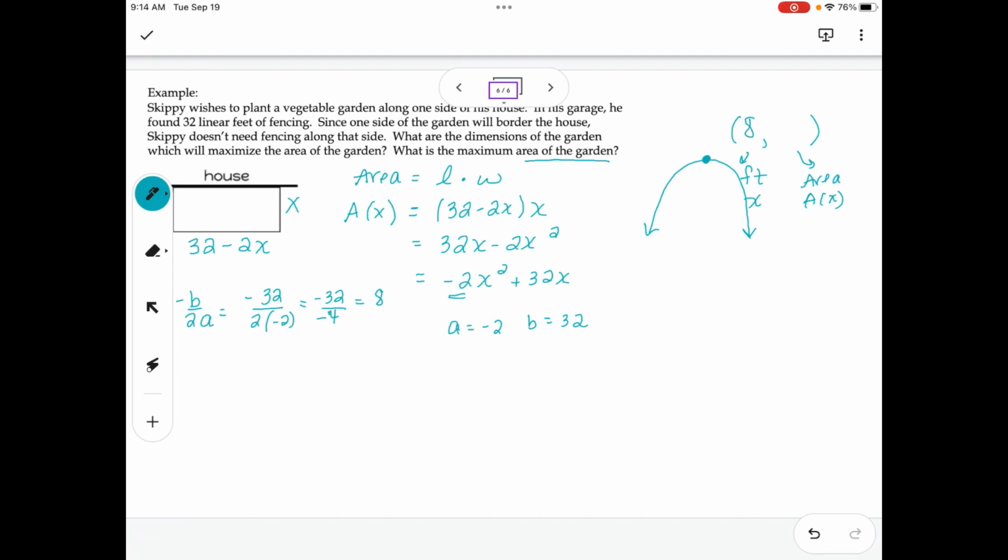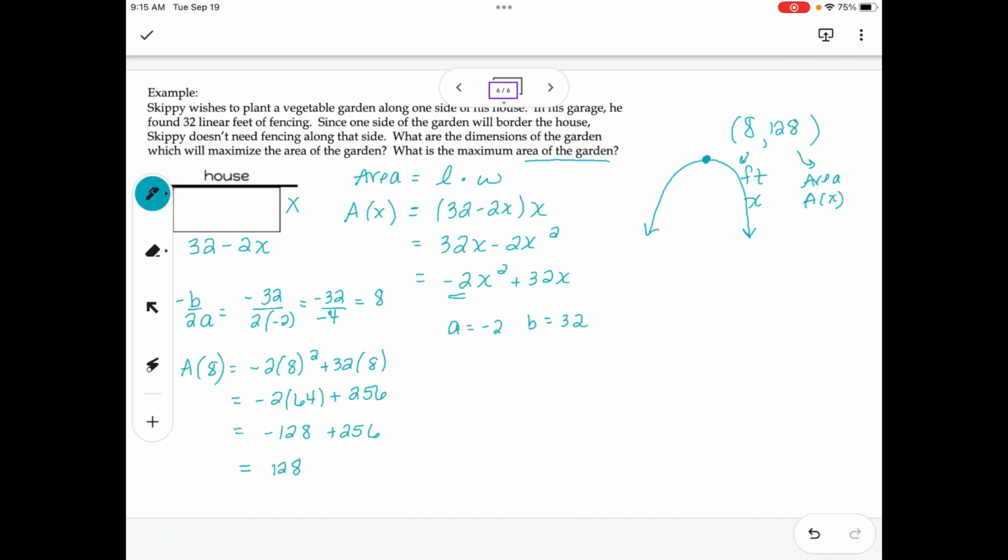So our x value is 8 feet. What is the maximum area then? Area when the x value is 8 feet, -2 times 8 squared plus 32 times 8 is -2 times 64 plus 256, or -128 plus 256, which simplifies to 128.